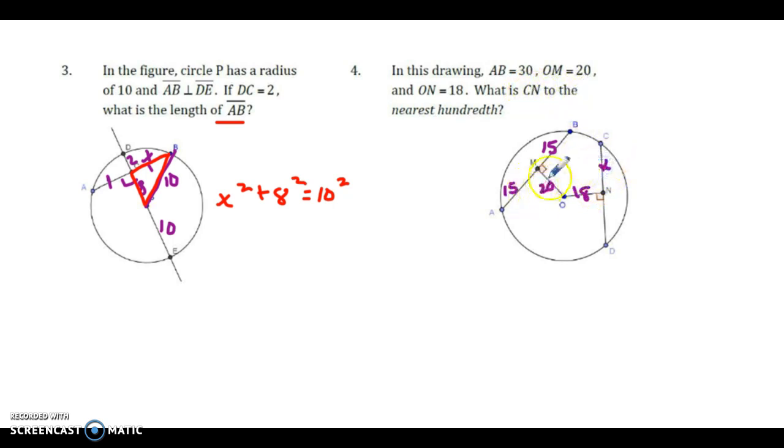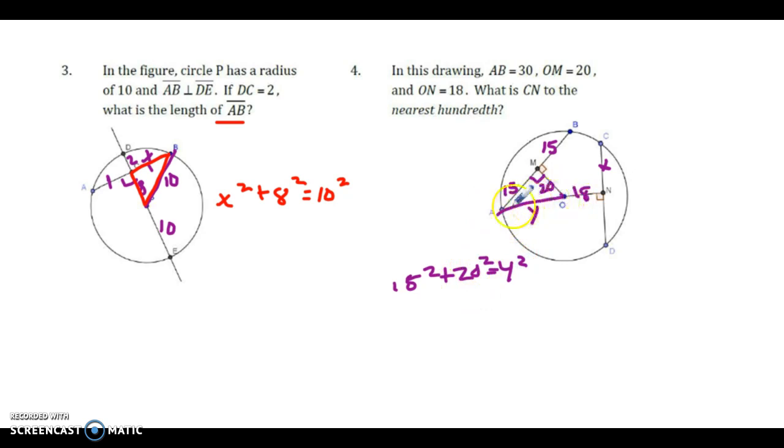First thing I'm going to do is work on this left side of the circle, and I'm going to draw in a right triangle and use the Pythagorean theorem. I already used a variable x, so let's use a different variable y. So here's my right angle. I'm going to use the Pythagorean theorem. 15 squared plus 20 squared equals y squared, and you're going to get a value for y.